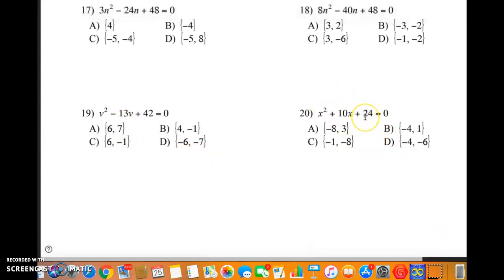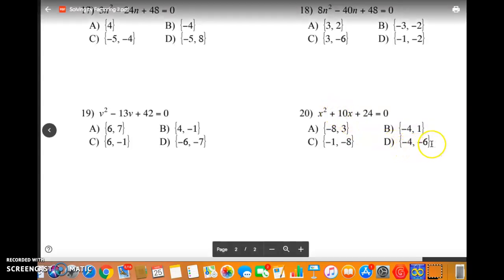If you have to multiply to 24 and add to 10, you would get 6 and 4. So if you had x plus 6 and x plus 4 equals 0, when you subtract them, you get the opposite. So you get x minus 4 and x minus 6. So D is your answer.